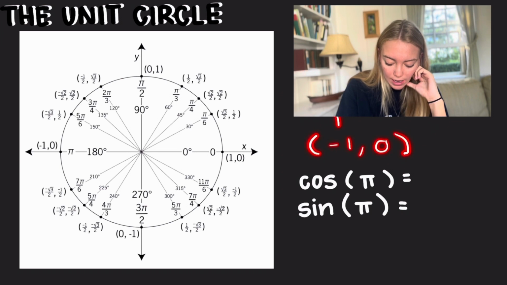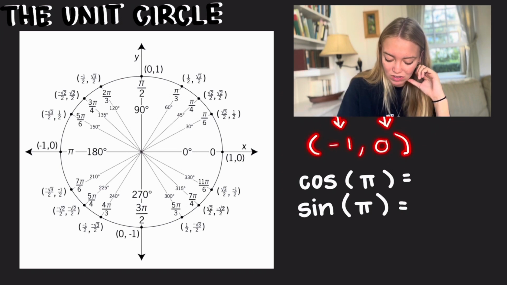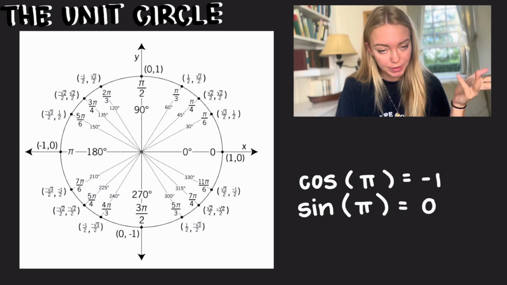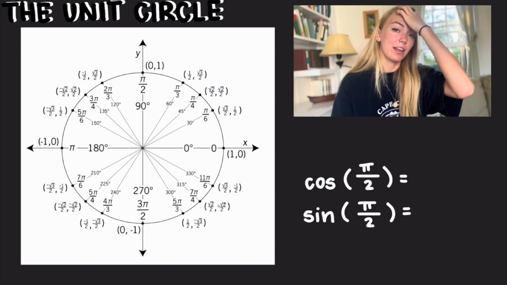Well, cosine is this one right here, right? And sine is whatever number is in this value. So the cosine of pi should be -1, and the sine of pi should be 0. All right, let's look at this one.